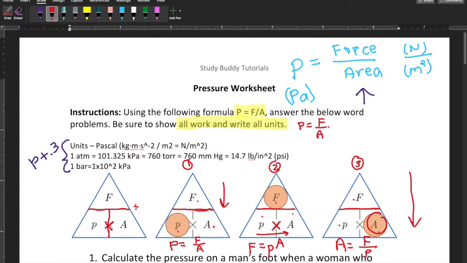So if you're trying to solve for force, you'll multiply by A on both sides, and then the A will cancel here, leaving force equal to pressure times area, and so on and so forth. That leaves you with area equal to force over pressure, right? So these are 3 equations.